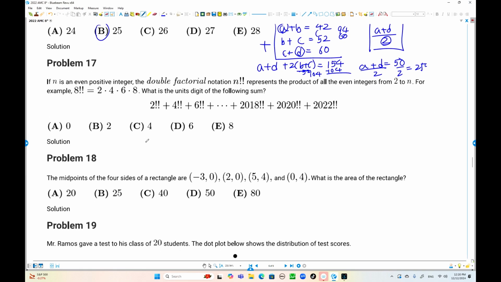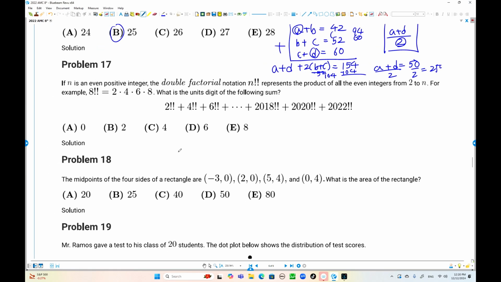Number 17. This is the double factorial definition. That's true, right? Double factorial always starts with the first number being even, okay? All right. So you know that the product goes up to what? The last one is what? 2, right? Because 2 is the last digit. So what is the unit digit over here? This is 2. Unit digit is still 2, right?